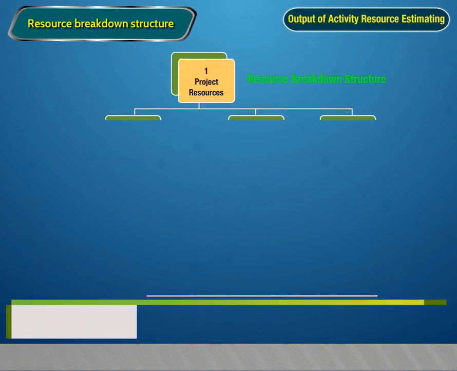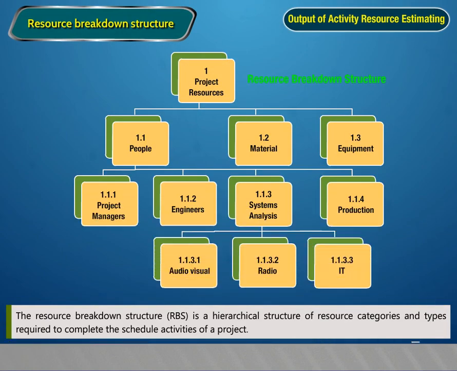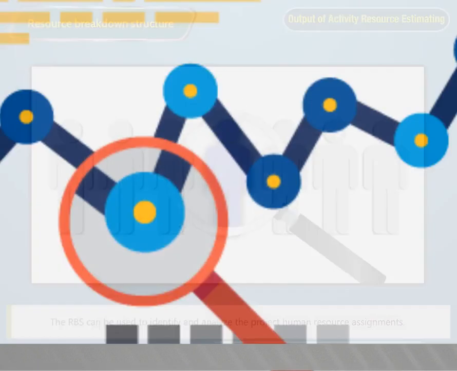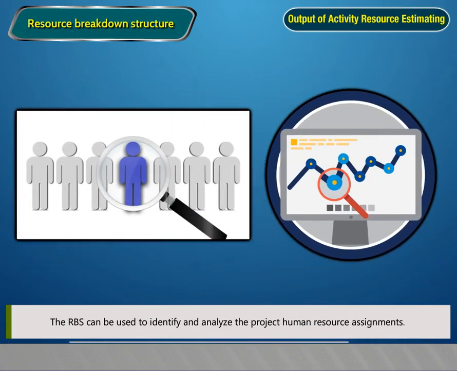Resource breakdown structure. The resource breakdown structure, RBS, is a hierarchical structure of resource categories and types required to complete the scheduled activities of a project. The RBS can be used to identify and analyze the project human resource assignments.